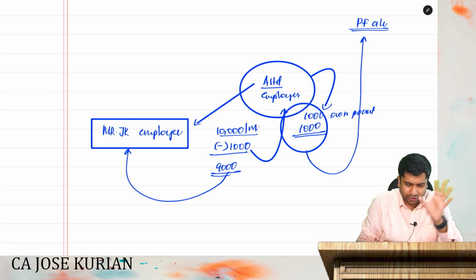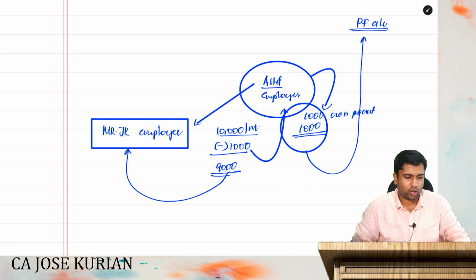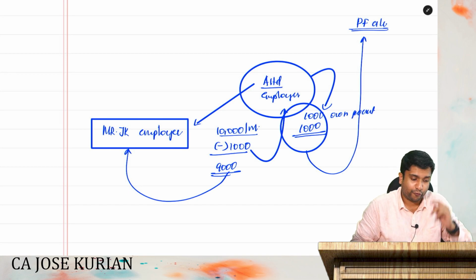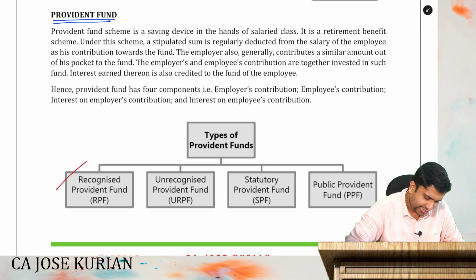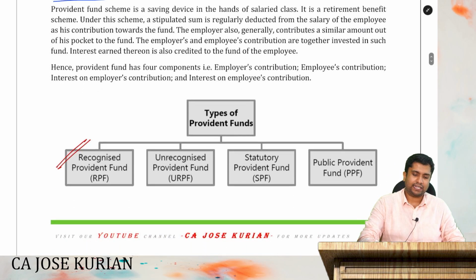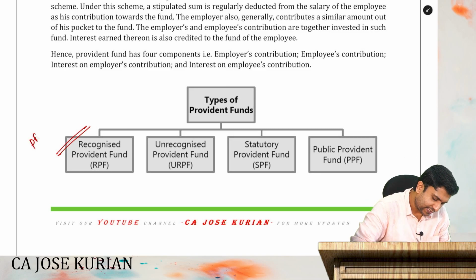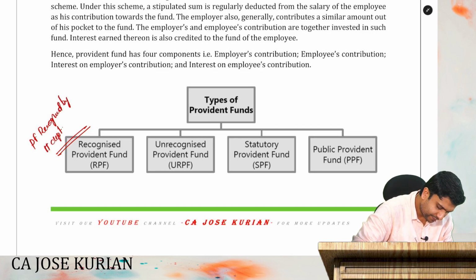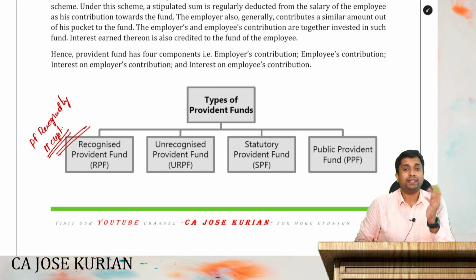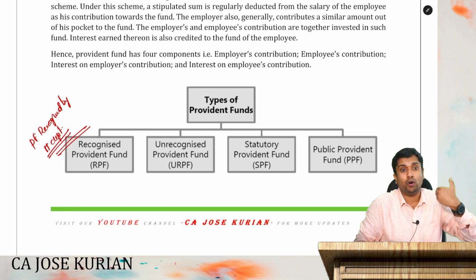Now, according to the concept of income tax, there are four types of Provident Funds. According to income tax law, we can split the Provident Fund into four. Which are the four types of Provident Fund we have? Number one, recognized Provident Fund. What do you mean by recognized Provident Fund? Recognized Provident Fund simply means a Provident Fund which is recognized by the Income Tax Department. Say for example, MNC companies like Tata and all, they maintain their own recognized Provident Funds.